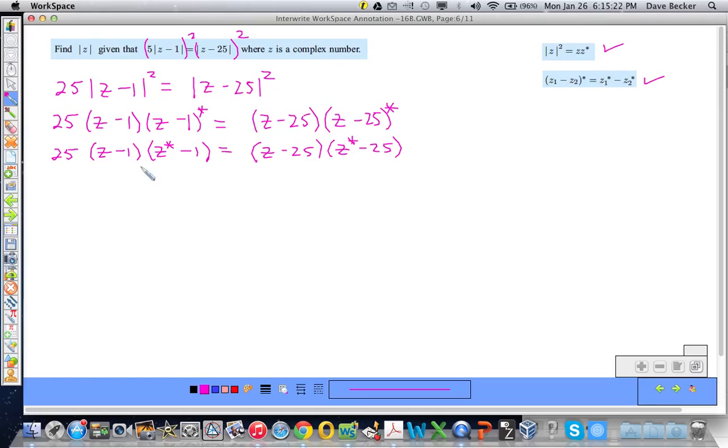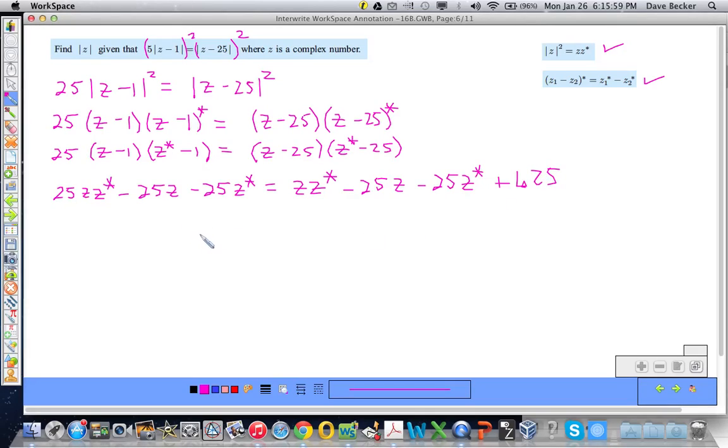Okay, so if we expand this and distribute the 25, we end up with 25 z star minus 25z minus 25z star equals zz star minus 25z minus 25z star plus 625. So you can see what's happening here. We are left with 24 zz star, okay, subtracting here, and then these guys are destroyed, is equal to 600.